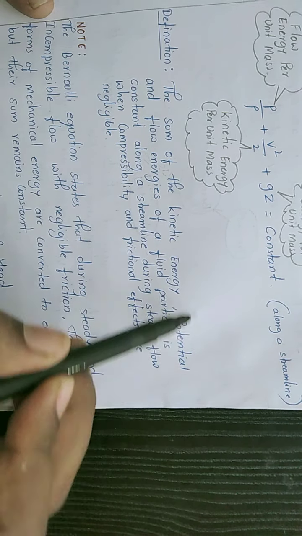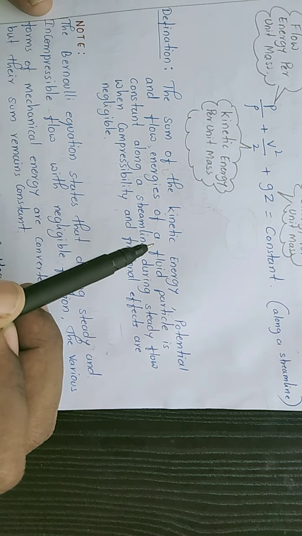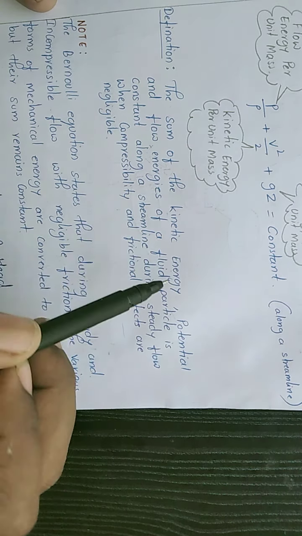Kinetic energy, potential energy, flow energy: though they may interchange in a flow, the sum of all this energy remains constant. They can convert from one form of energy to another form when the fluid is flowing, but the sum of all this energy remains constant.